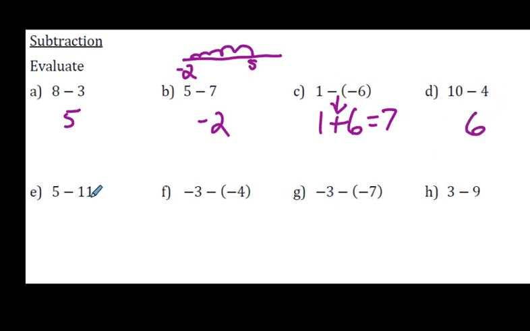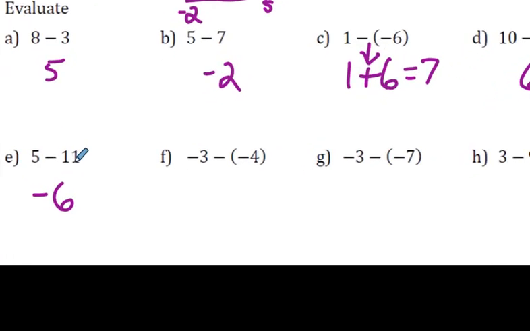5 minus 11, a little bit strange because you're taking away a bigger number from a smaller number. Okay? Well, if you do that on a number line or a calculator, you will see 5 minus 11 is negative 6. Okay? And on this one, negative 3, two negative signs make a positive sign. Negative 3 plus 4. You're down 3, you move up 4, you end up at the number 1.